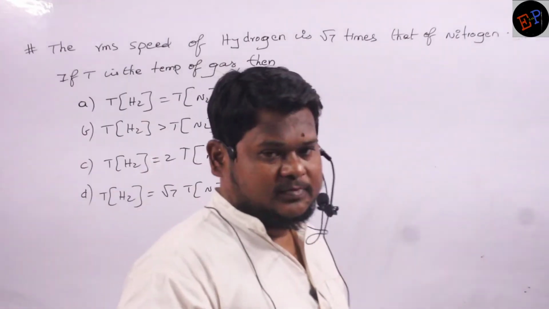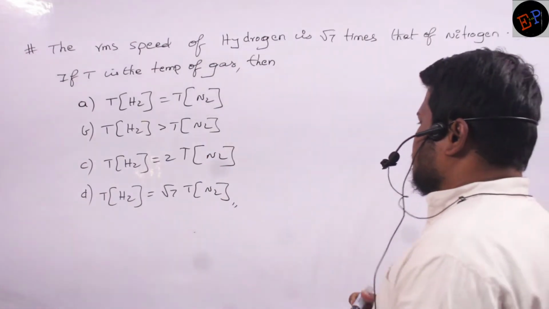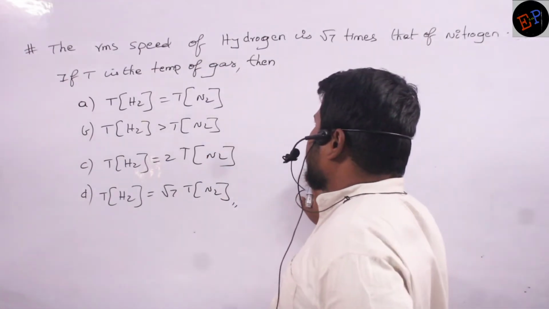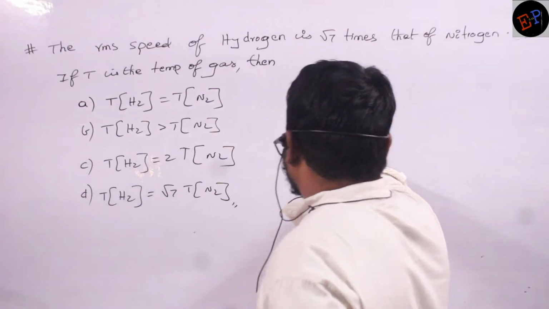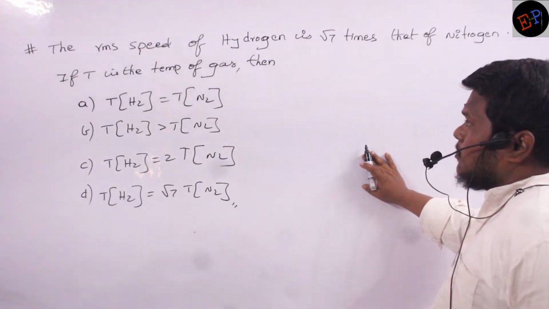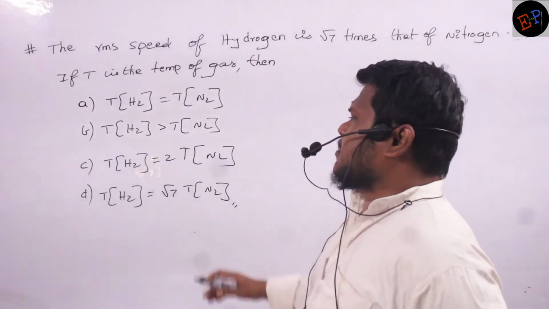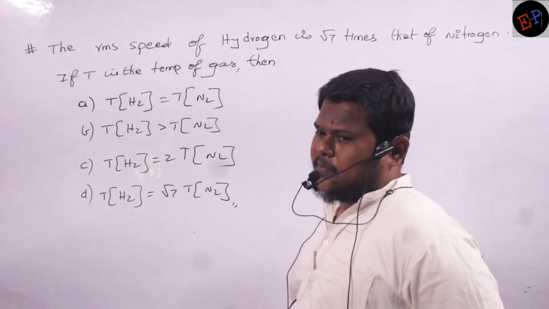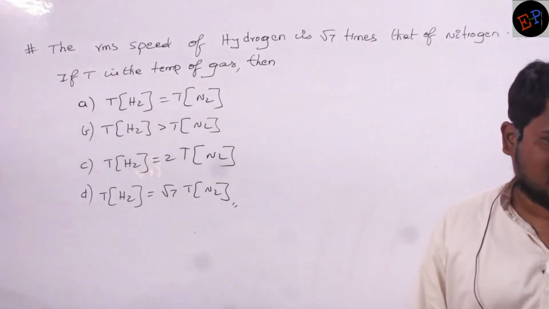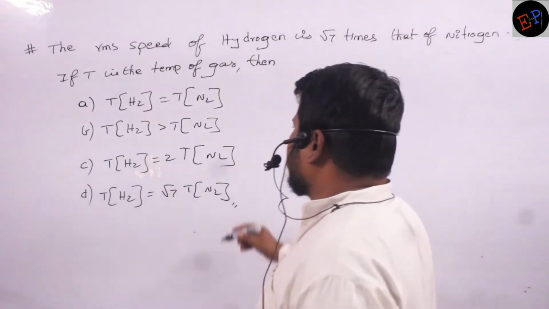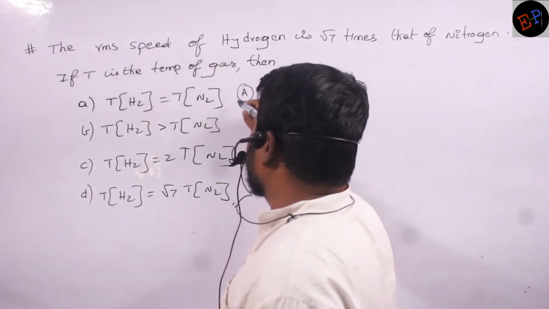So this is the given. The RMS speed of hydrogen is √7 times that of the RMS speed of nitrogen. Then if T is the temperature of gases, what is the relation between the temperature of hydrogen gas and the temperature of nitrogen gas? So according to the given data, what did he give?